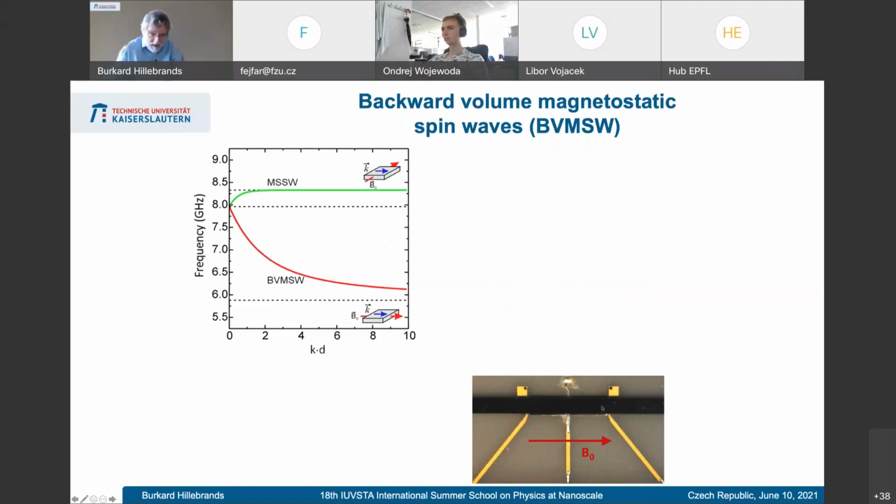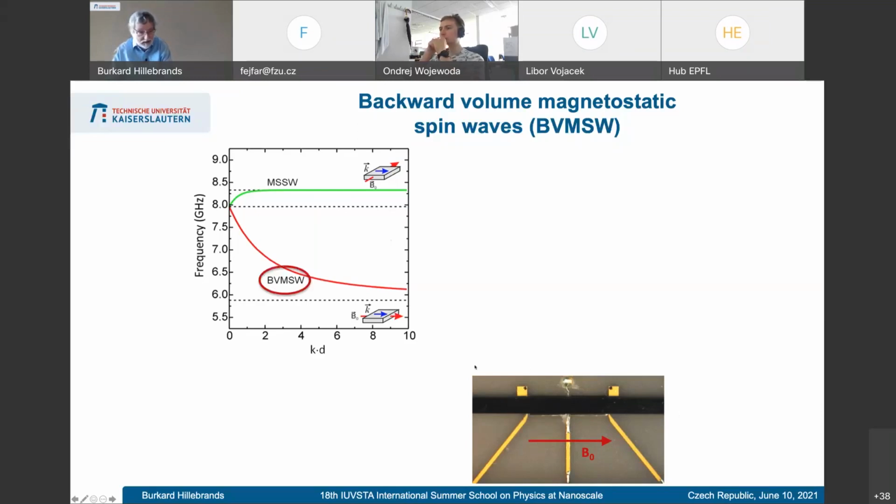Excuse me, this is a picture of an experimental realization. You see here in black the Higgs stripe, just a small section of the Higgs stripe, and a field is applied, and then you can see this antenna in the middle. There are also two other antennas which don't matter here. And if we now put a microwave current through this antenna structure, we generate spin waves which propagate away to the left and to the right.